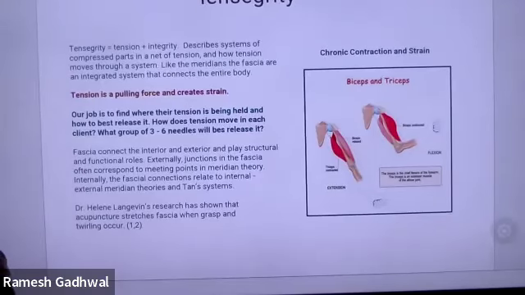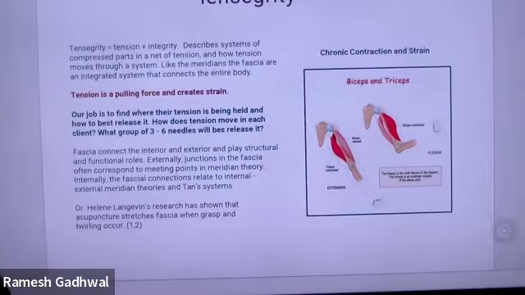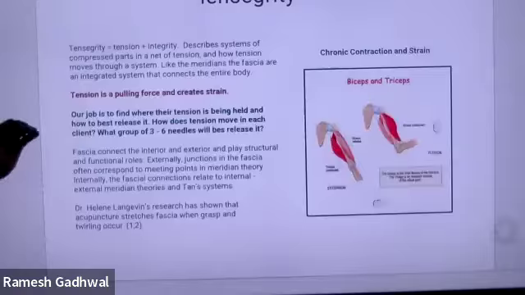Tension is a pulling force and creates strain. Our job is to find where their tension is being held and how to best release it. How does tension move in each client? What group of 3 to 6 needles will be released?